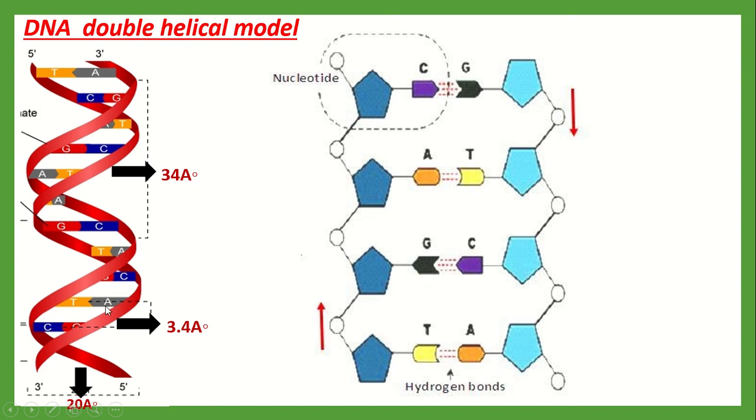Each turn has, everybody see, each turn has 25 hydrogen bonds, and the 2 strands are antiparallel, running opposite to each other. So everybody, this one is the structure of DNA. Everybody, you read from the book and combine it with the lecture, and you have to draw these 2 figures.